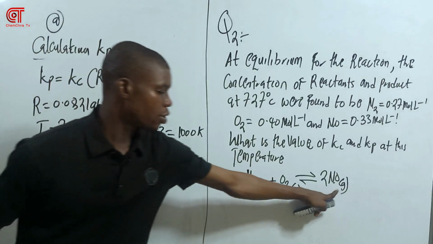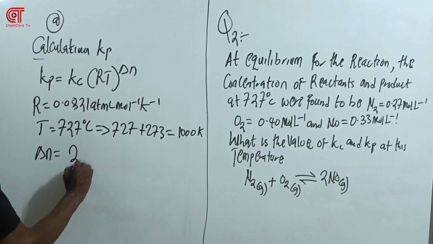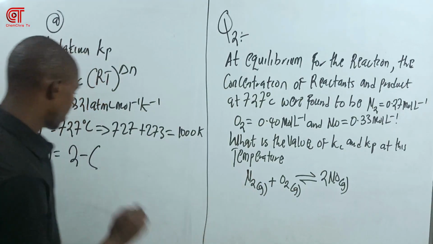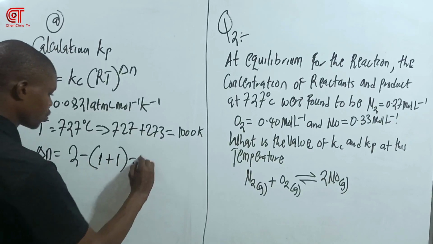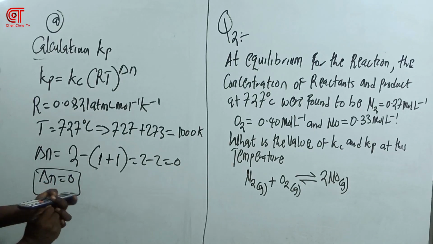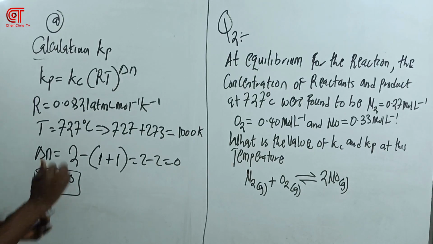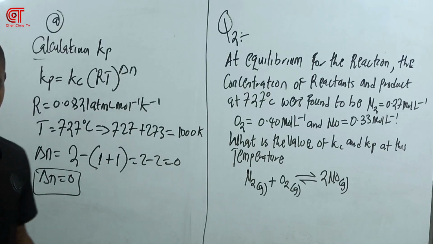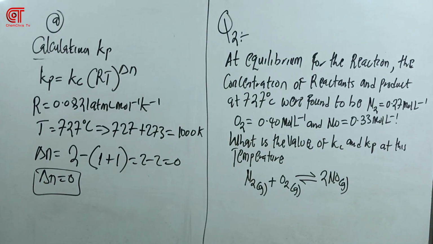Change in n equals what? The product is 2 moles; the reactants are 1 plus 1. So 2 minus 2 gives me 0, and the change in n is going to be 0. So how do you calculate it here? It's just for me to input my values.